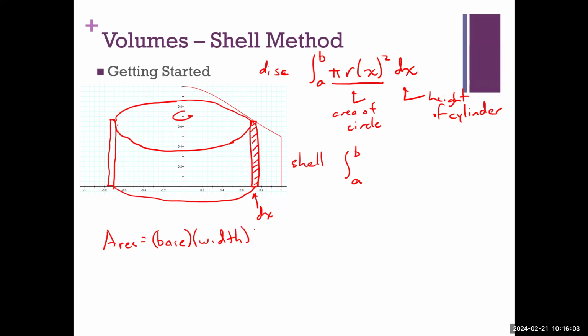How do I find the area of this rectangle that's part of a cylinder? How long is it? It's the circumference, right? So how do I find the circumference of the cylinder that I made here? It should be 2 pi times whatever this radius is, right? So 2 times pi times the radius in terms of x.